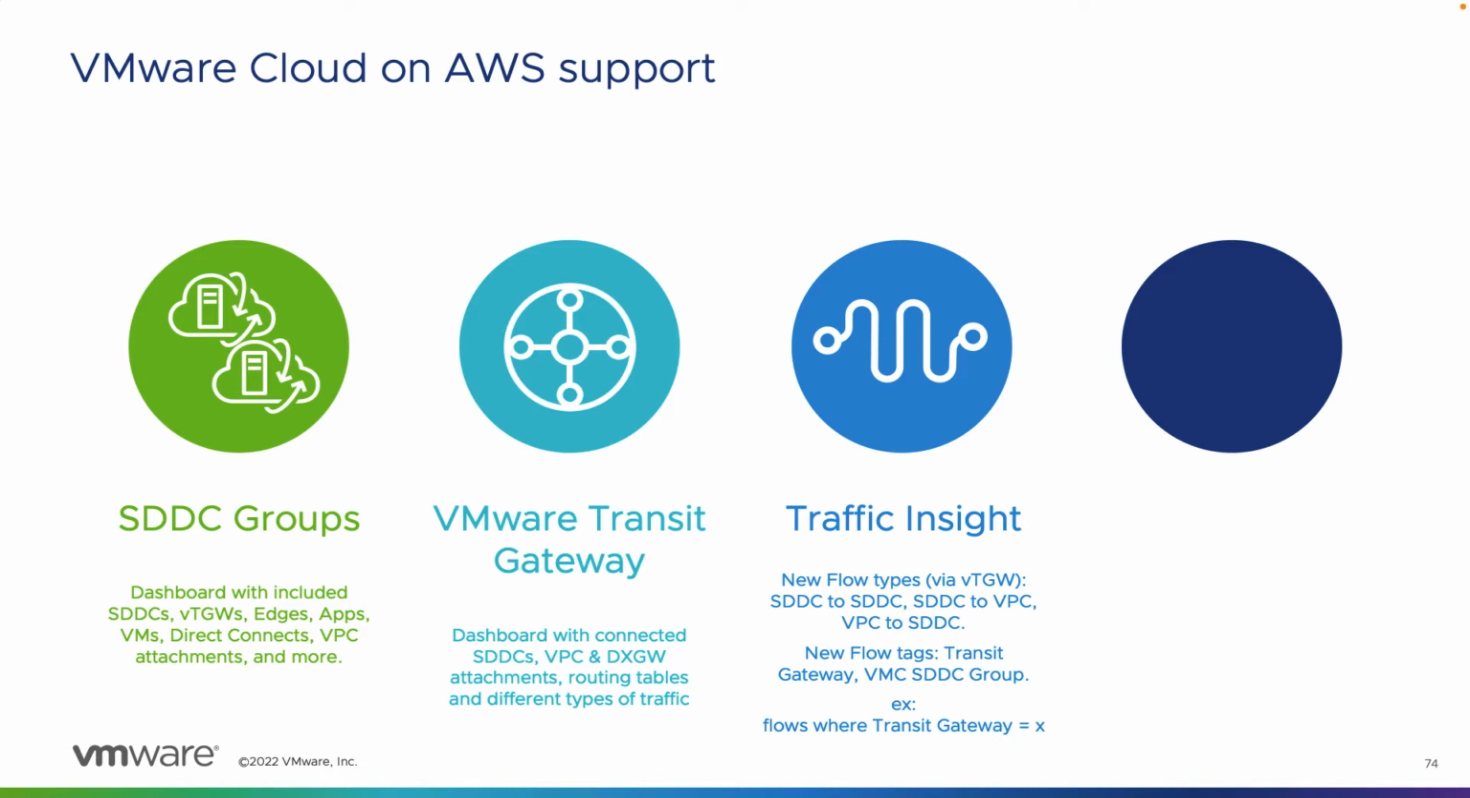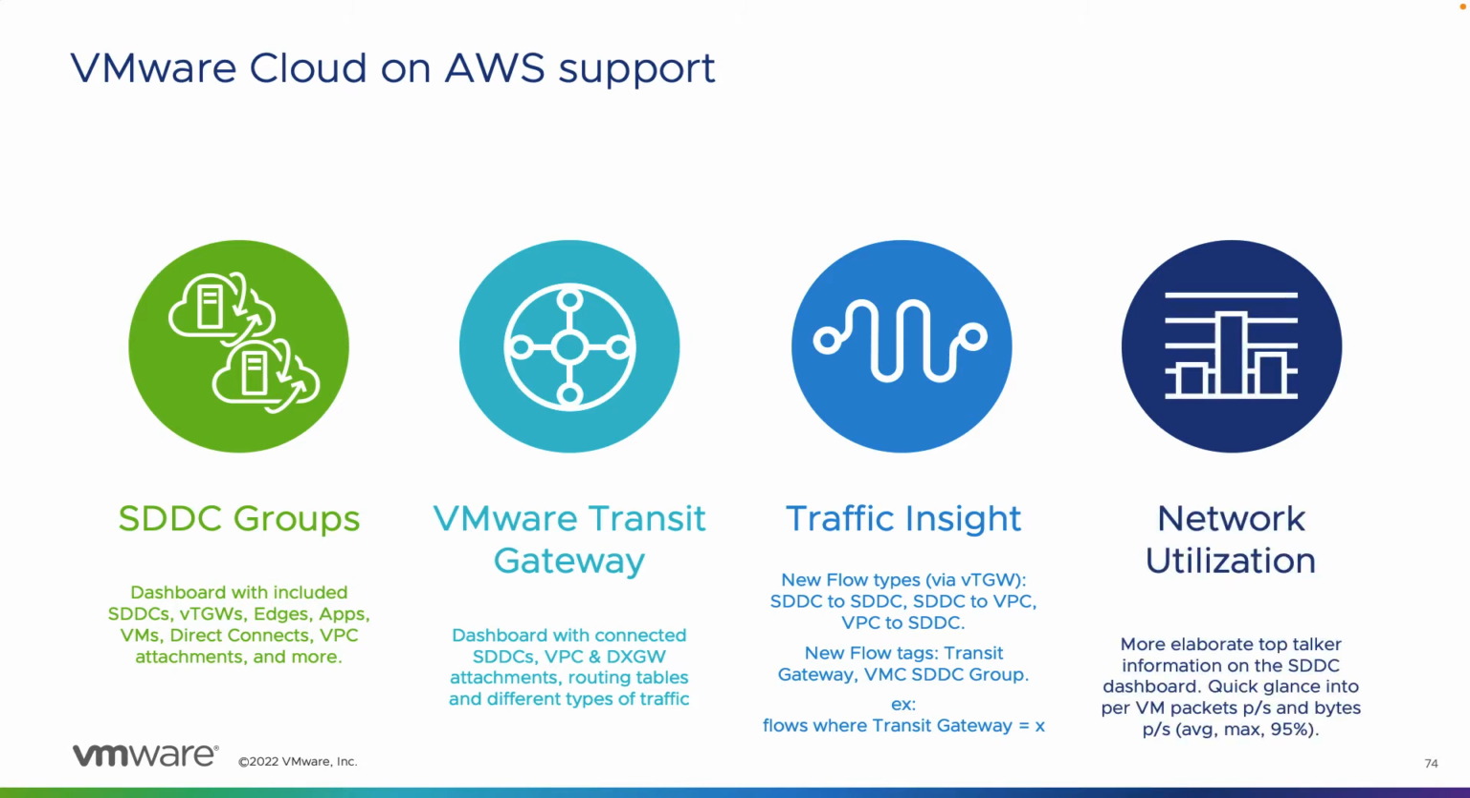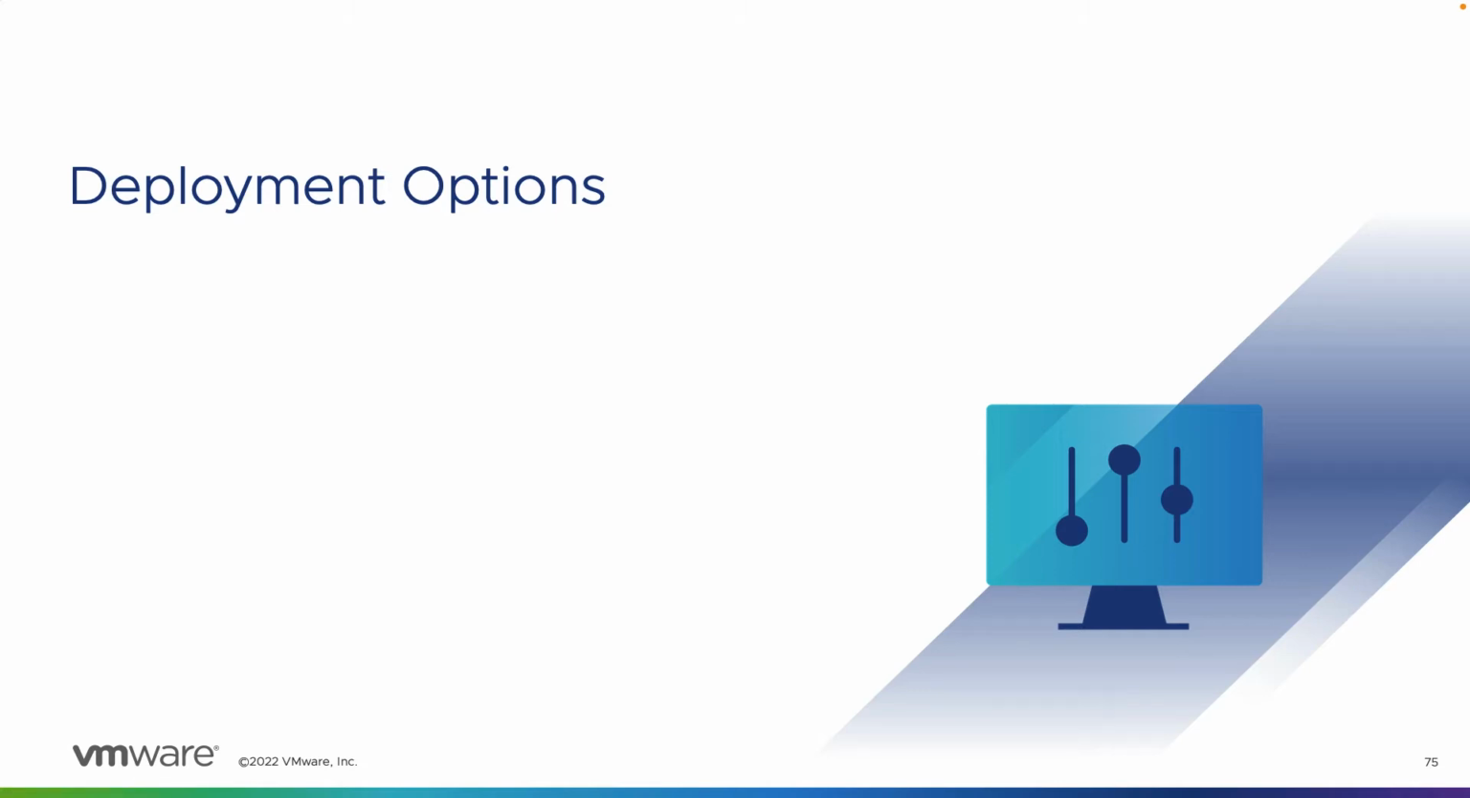We're also going to be able to see any flow tags, transit gateway, VMC SDDC group, and as an example, we could do a query saying something like flows where the transit gateway equals X, and we're going to see those flows. And then we have network utilization. So this is going to allow us to elaborate more on top talker information within our SDDC. We're also going to get a glance into our per VM packets per second and bytes per second. As an example, we'll see the average and the max of the 95th percentile within our VMC and AWS environment. Let's take a look at our deployment options when it comes to VMC on AWS and vRealize Network Insight.